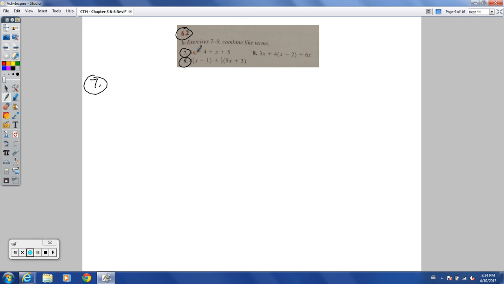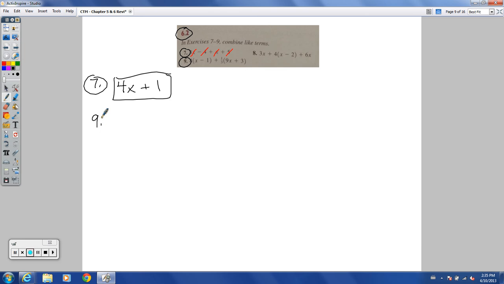I'm going to cross some stuff off up here as I go. The 3x and the x, I can put that together, so I'll cross that out. That would combine together to get me 4x. So I've used that stuff, and now I want to combine the regular numbers together, or the constant terms. Negative 4 plus 5, put those together, you'd have a positive 1. So the final answer for number 7 should be 4x plus 1.